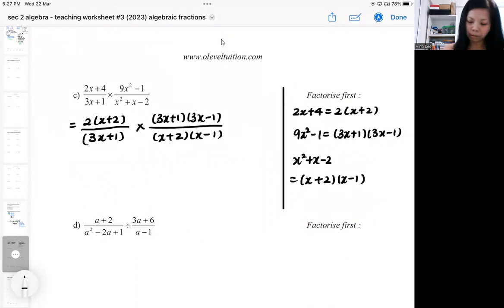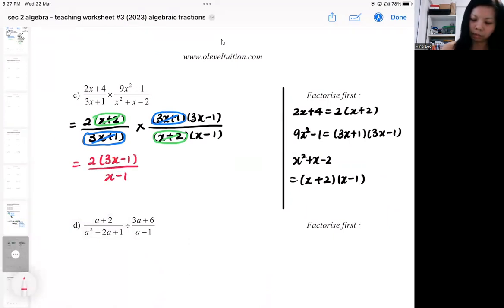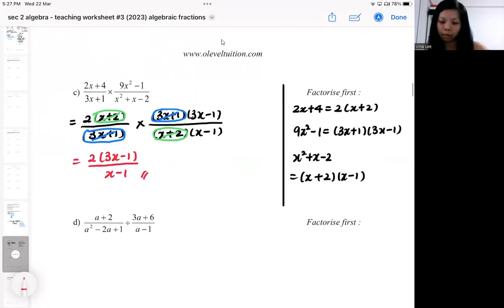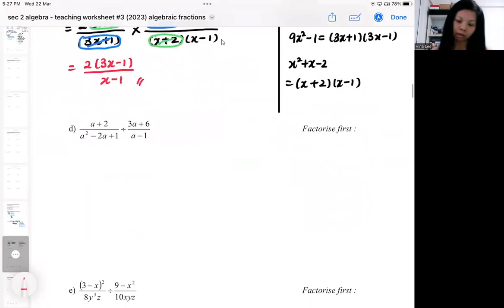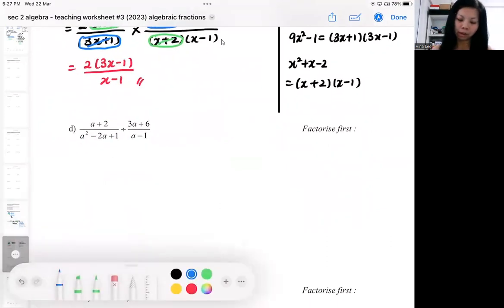And in fact, if you look very carefully, this can be cancelled. Then again, you look carefully: your x plus 2 can be cancelled. So if you do top times top, you are left with 2 bracket 3x minus 1. The bottom, you're left with x minus 1. That's it. So it's cancel, top times top, bottom times bottom. But your factorization has to be correct. So what happens when there is a divide?